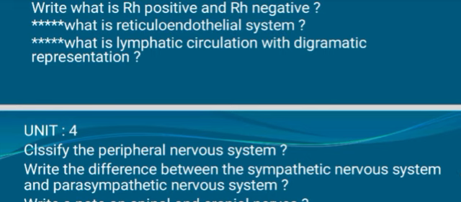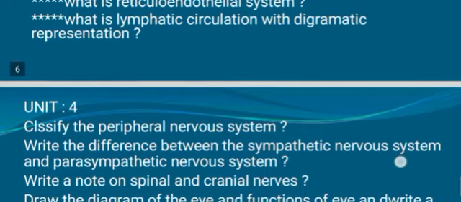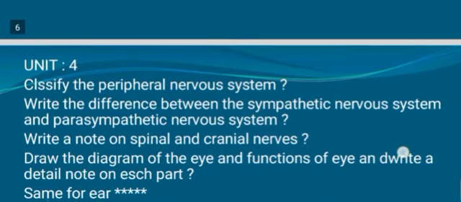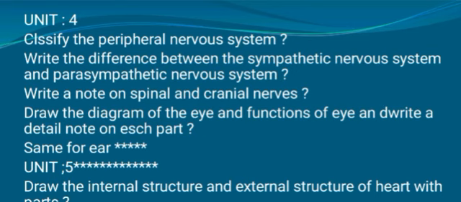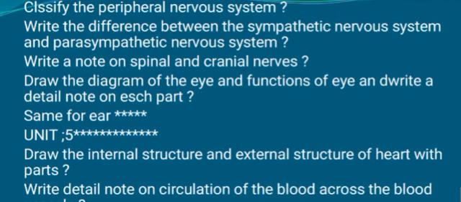Write what is RH positive and RH negative, and what is the reticuloendothelial system, what is lymphatic circulation and diagrammatic representation, and classify the peripheral nervous system. Write the difference between the sympathetic nervous system and parasympathetic nervous system, and especially try to write the schematic representation. And I will post the diagram for the representation of the sympathetic and parasympathetic according to the functions as well as the diagrams in the community.